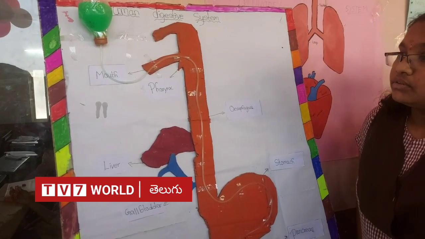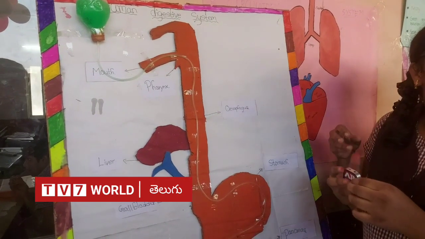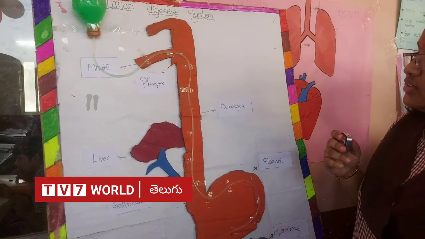Do you know what happens at each stage? How will it pass?